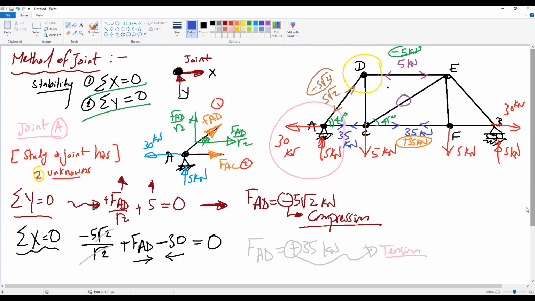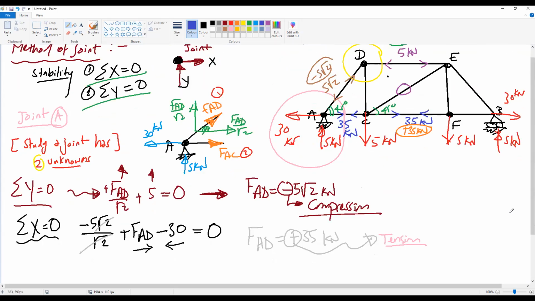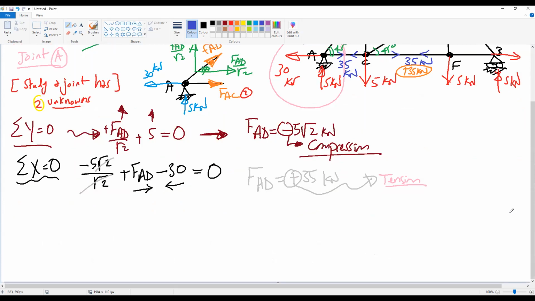Do you know how to find member CD? We can find it from joint D or C. What is the better? What is the best? Joint C. Joint C is easier for this one because we have a zero force member, so it will be easy for us. But you can also get it from D, but it will be a little bit harder because you have inclined member and then you need to analyze. So it is better to go for joint C.